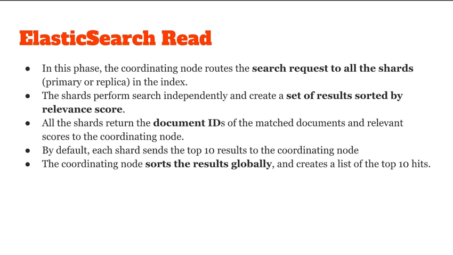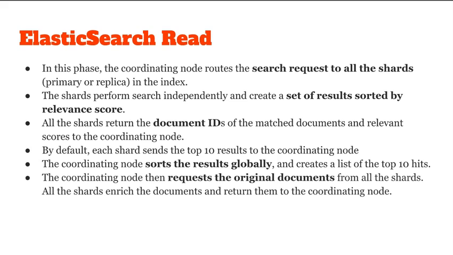Now it is the responsibility of the coordinating node to sort all of these document IDs according to their relevance score and create the list of the top 10 most relevant search results. Top 10 again, because the default is top 10, and if we want to change it, we can definitely change it. Then the coordinating node requests these original documents from the shards in which they are available. All the shards then enrich the documents, or we can say they get all the content of the document, and return it to the coordinating node.